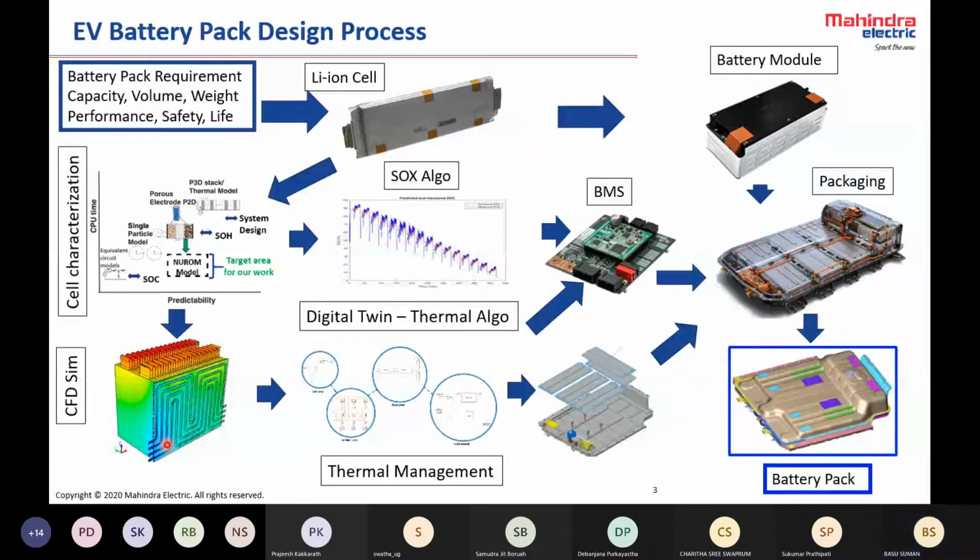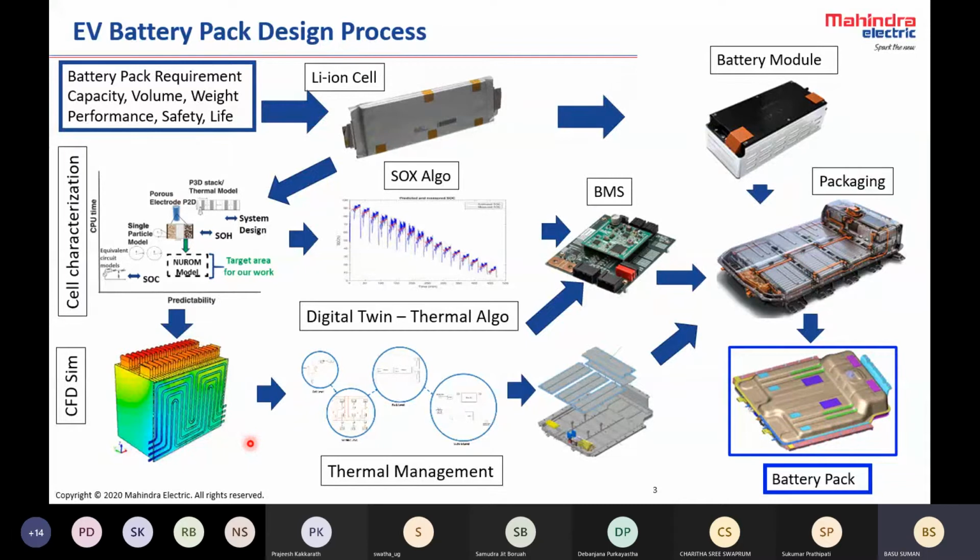So this is coming from the CFD side. CFD side first will give you a lot of information about the thermal characteristics of the pack. Now from there, what you need to do is consider all different conditions.